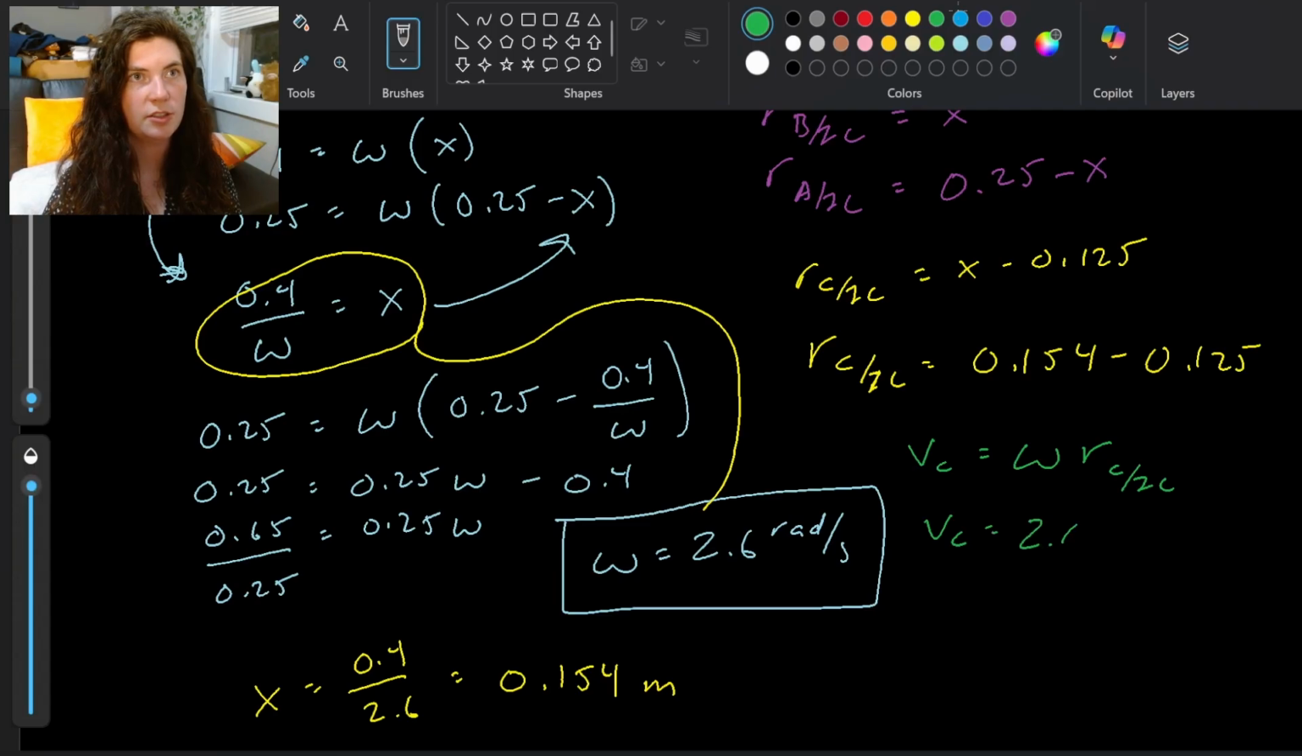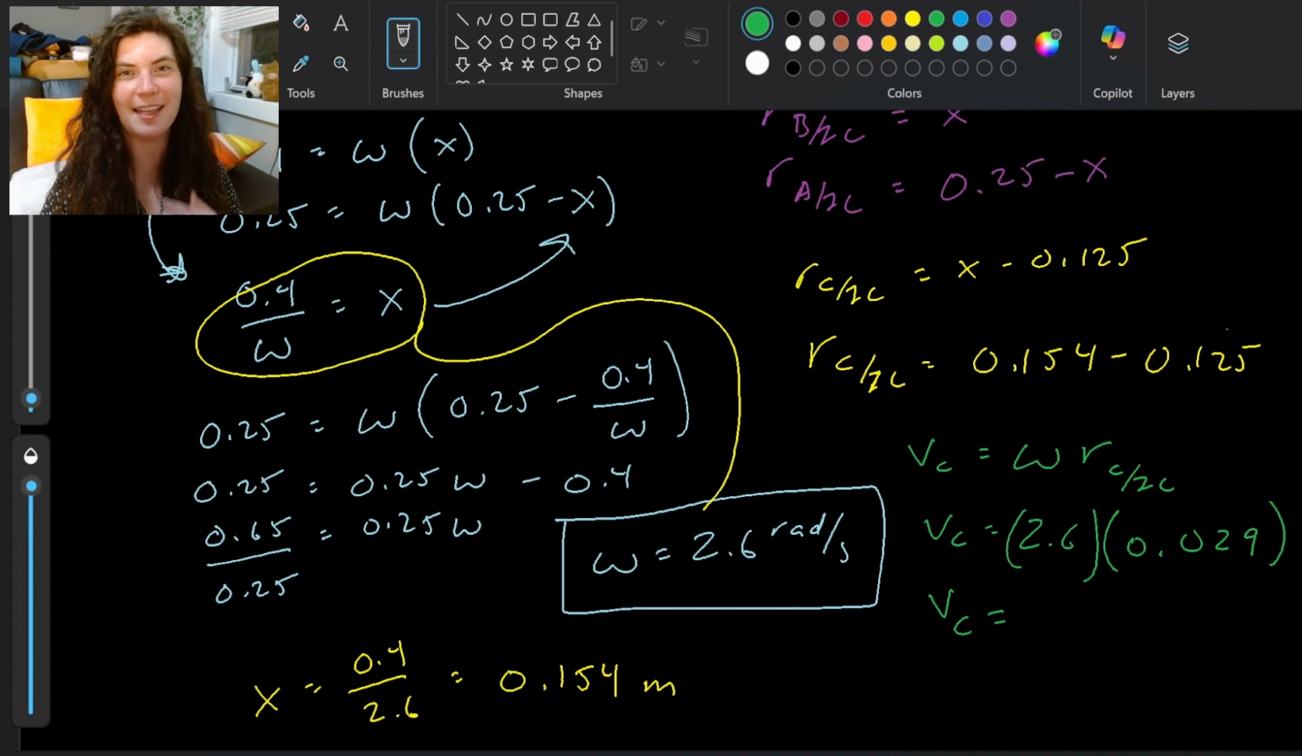We know omega, that's 2.6. We know this R now, which is, oh, I didn't write this down, 0.029. Hope that's right. I would do it in a calculator, don't trust me. Check all these numbers in a calculator. You don't know if I'm lying to you. I make math mistakes too. I punch in incorrect things in a calculator all the time. You should always double check what I'm doing.